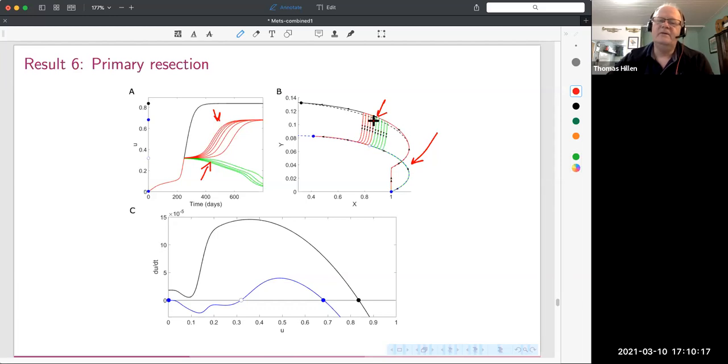So the green curves, you fall early and you go back down here, no metastasis. The red curves fall down a little bit later and you come to the cancer state. And what you see here then is a saddle point, or in 1D, it's an unstable node, which divides those two cases. So if you fall down earlier, you go down. If you fall down late, you go there.